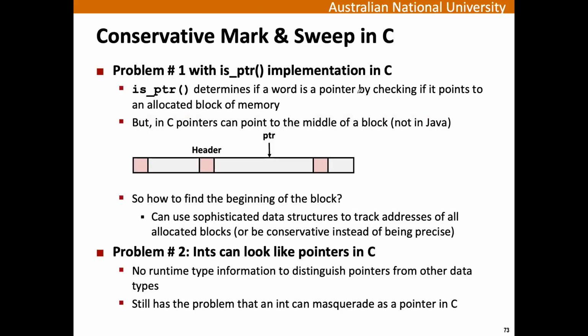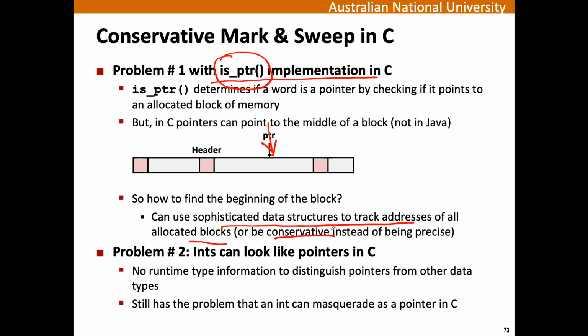So this is a simple mark sweep collector. For C, the problem is that whether or not something is a pointer is really hard to figure out. And in C, it's hard because a pointer can point to the middle of the block, and then the garbage collector doesn't know what this pointer is. There are sophisticated data structures to track addresses of all allocated blocks, but we end up being conservative in our approach for garbage collectors that are for C or C++. These are not precise garbage collectors.